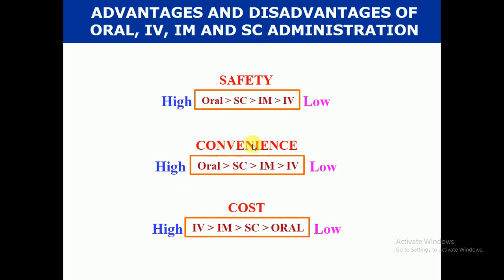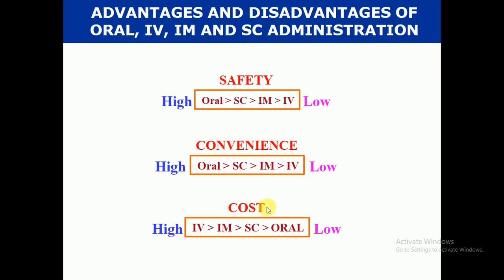Now, on the basis of convenience, if you administer a drug orally, it is more convenient than subcutaneous, and subcutaneous is more convenient than IM, intramuscular, and IM is more convenient than IV, so IV is the least convenient.